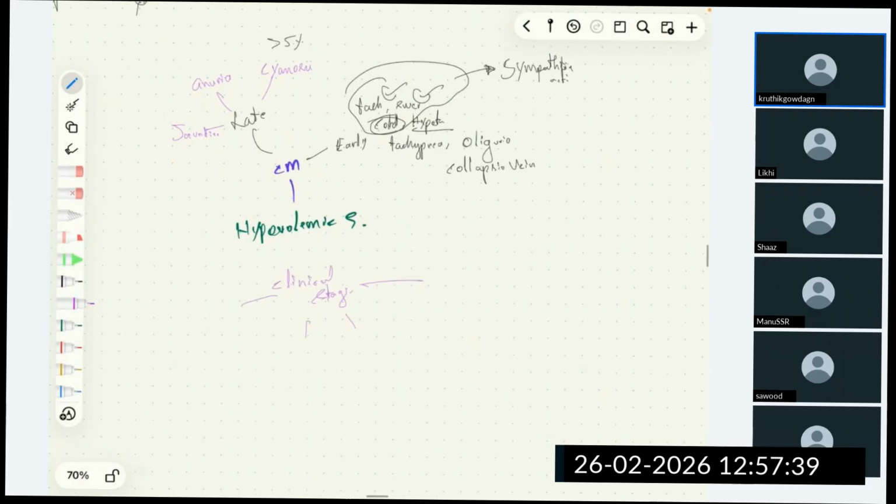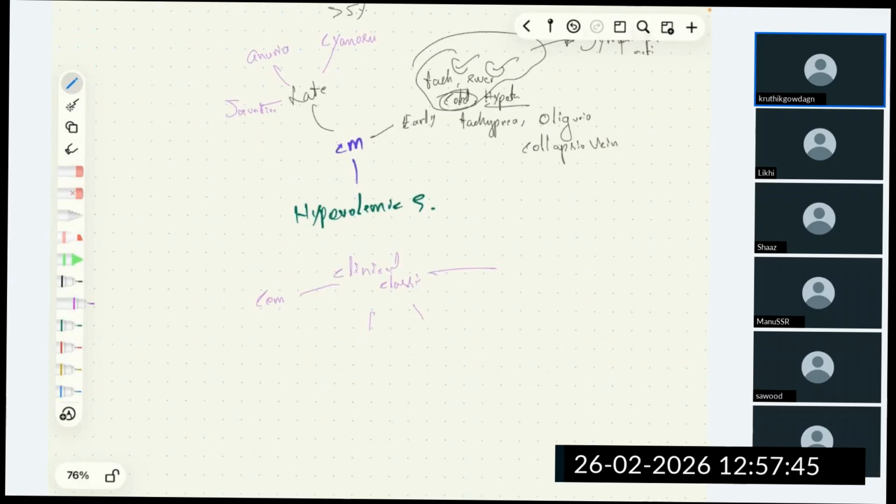Clinically, it's better to mention the classification. Compensated shock has mild tachycardia, normal BP, normal urine output, and also the patient has a normal respiratory rate with mild lactic acidosis.